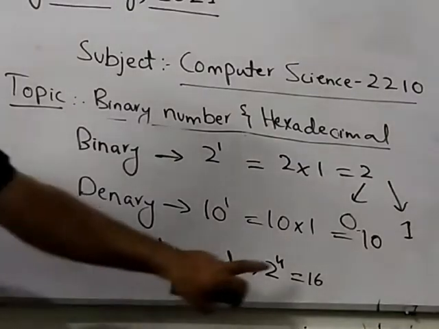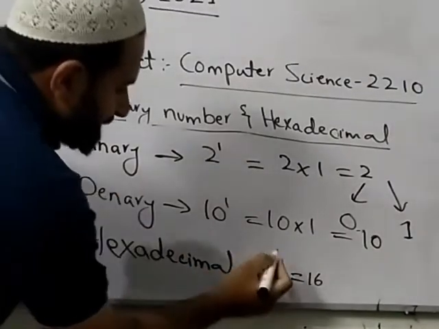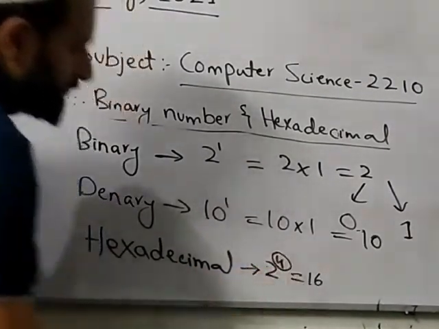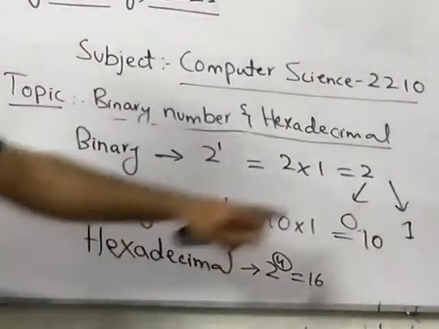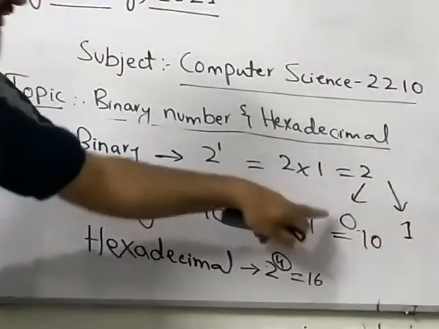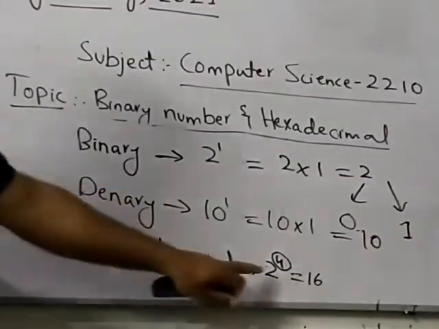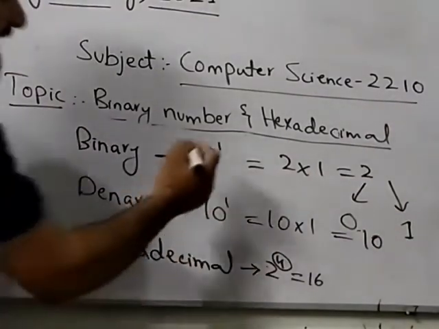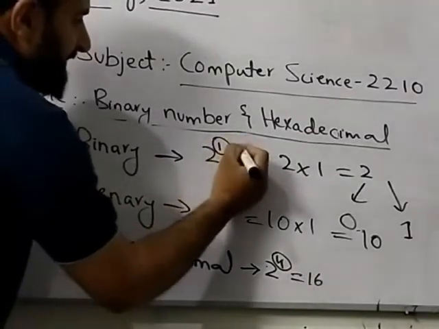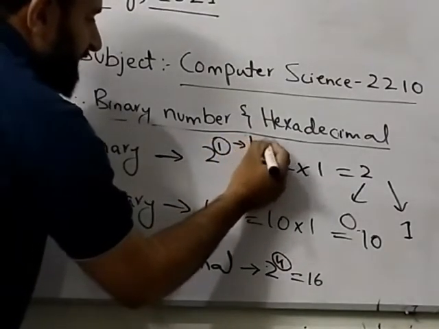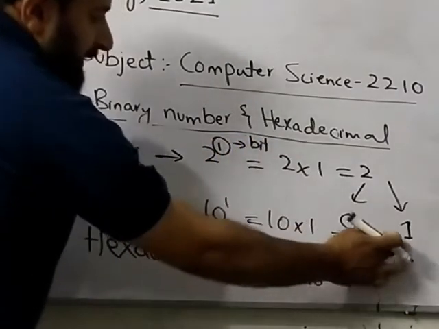It means that we are going to use 4 bits. What is a bit? This is called a bit. 0 is a bit. 1 is a bit. And look here, we are going to use 4 bits. Each of these represents a bit, and we can use either 1 or 0.